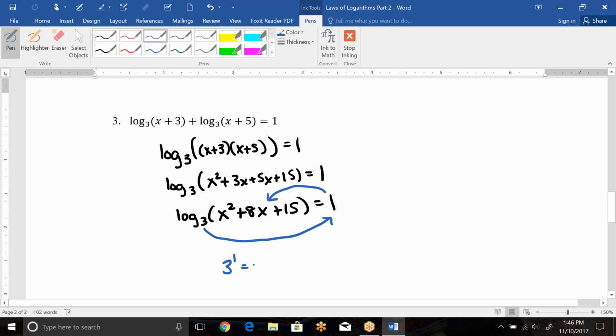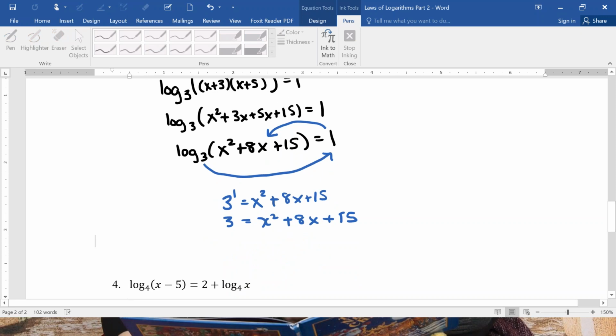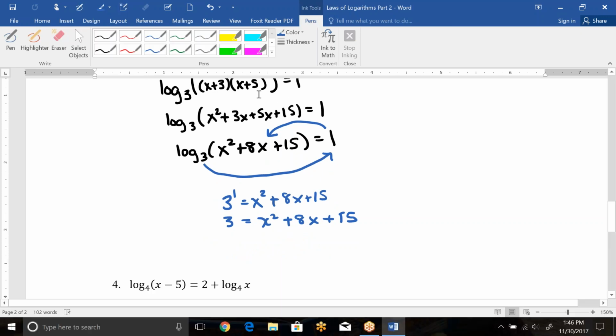So that is x squared plus 8x plus 15. 3 to the first is just 3. Sometimes it'll be a little bit more exotic than that, like a squared or a cube, and you'd have to work that out. So we need to then try to get this to be solved. Now that usually means we're going to have to do quadratic formula, or we're going to have to do factoring. Hopefully it'll factor for you.